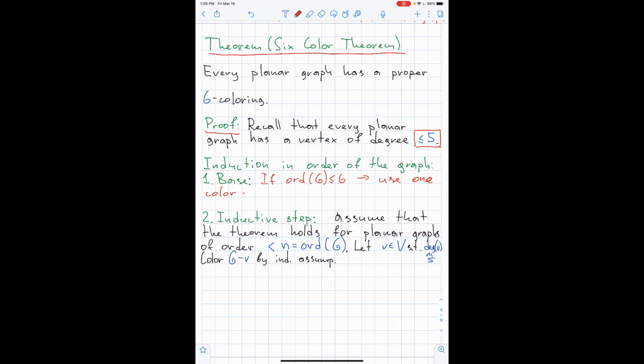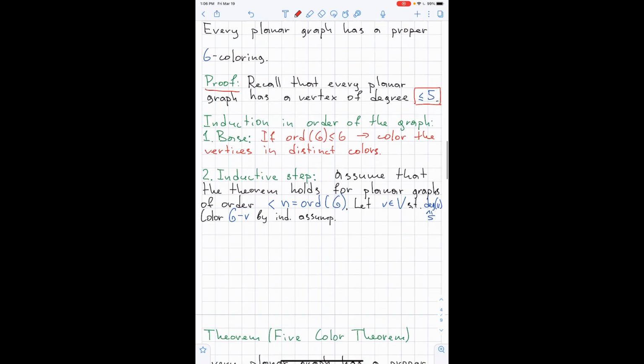Okay, maybe not like that. How do I say this? Just color all the vertices in distinct colors. So basically we don't use the same color twice. We have enough colors to color all the vertices in distinct colors. So the base, as you can see, is very straightforward.